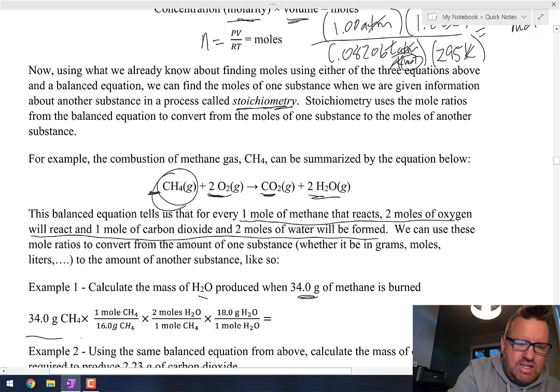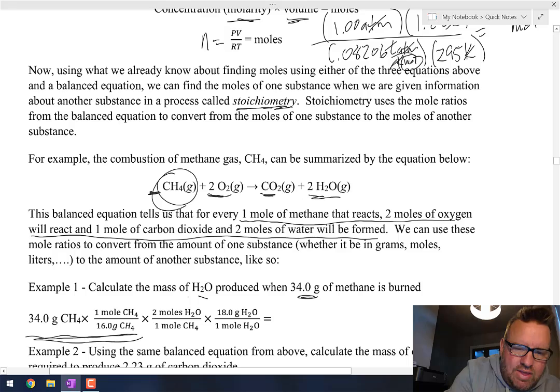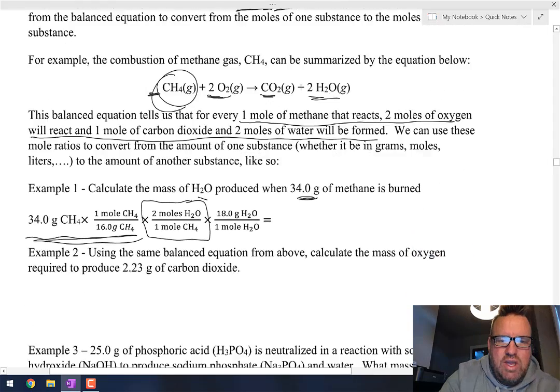So that's my first step right here. I take the molar mass of methane, which is 16. So I put 16 grams of CH4 on the bottom, and that's equal to 1 mole on the top. Then this step right here is my stoichiometry step.